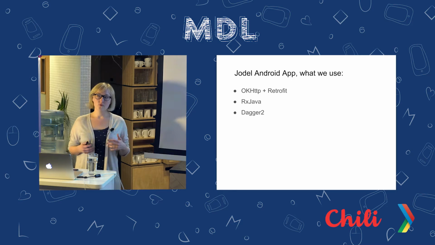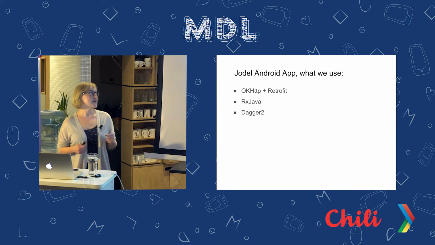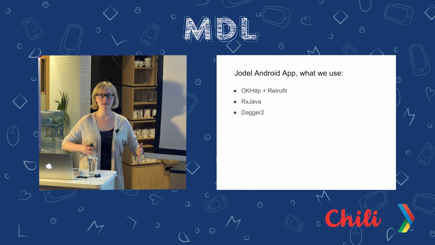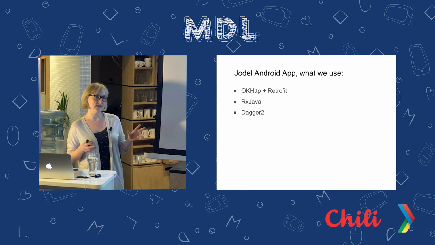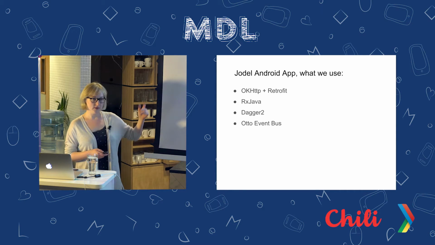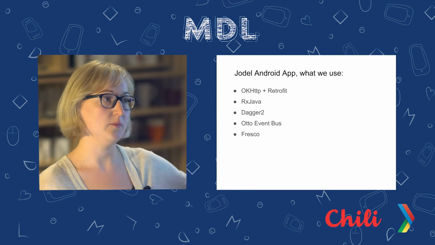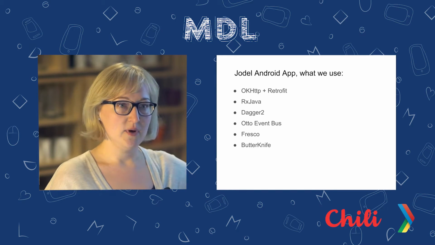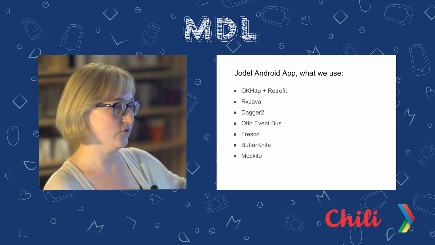Now we use Dagger for dependency injection. For those of you who don't know what Dagger is, it's a compile-time dependency injection library. Basically, it allows you to delegate the initialization of dependencies to this library, and you only use annotations for getting your dependencies. We use an event bus for some cases. We use Fresco from Facebook for downloading images. We use the small little library Butterknife for binding our views in layouts, and Mockito for testing.